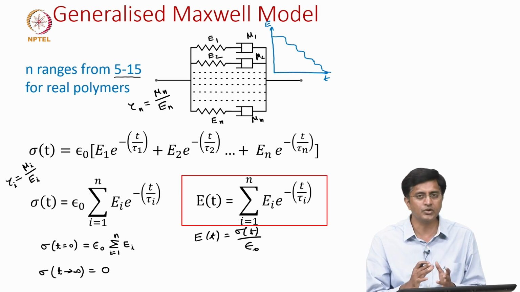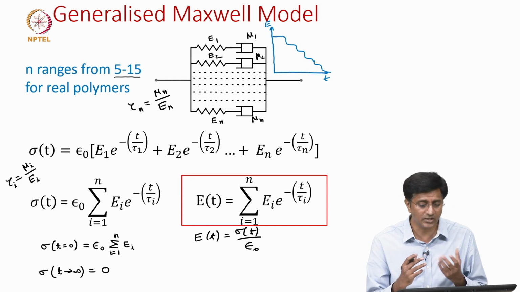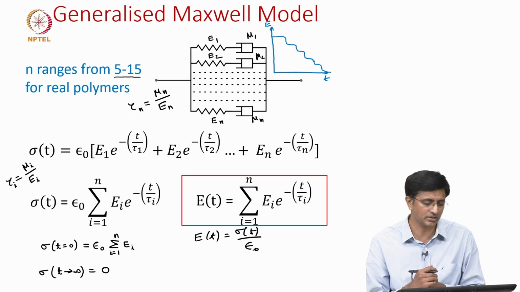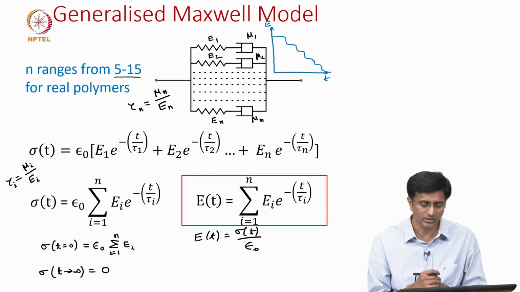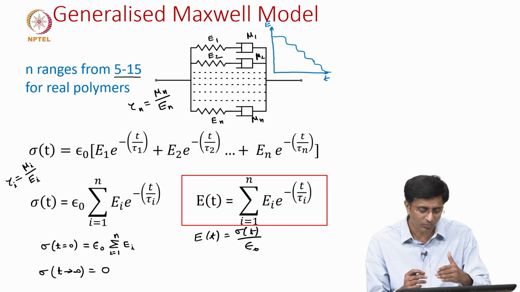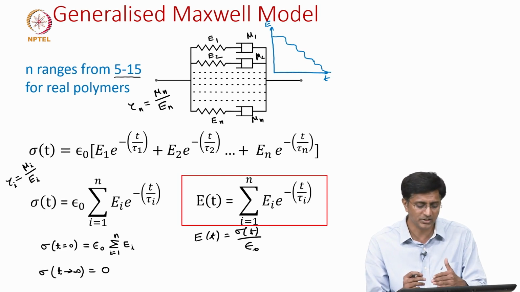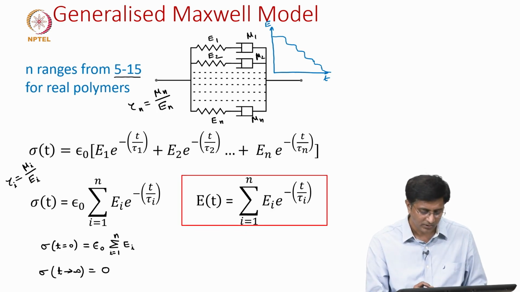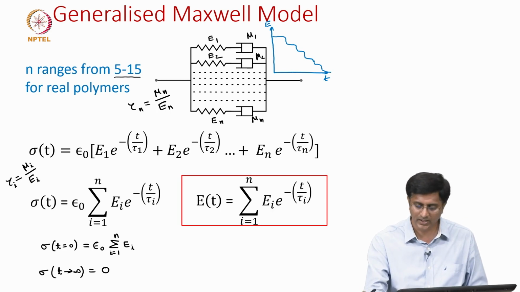Approaching 0 is good for representing a thermoplastic, but let us say we want to represent a thermoset, where it does not go to 0. How do we modify this Maxwell model? For that we just need to add one more parallel element, but this time it will be only a spring without a damper.